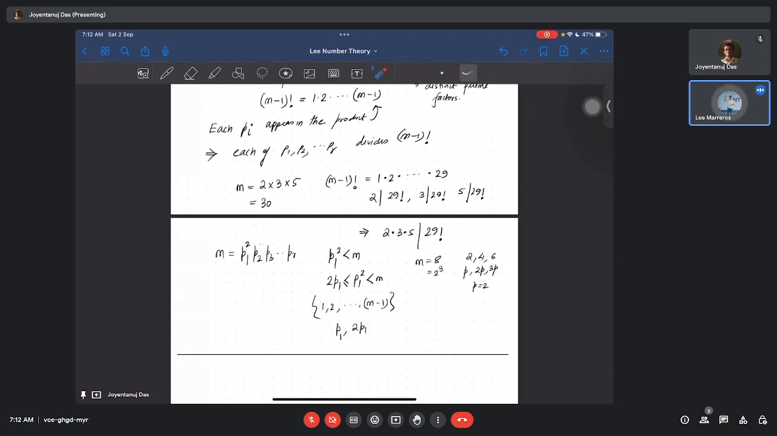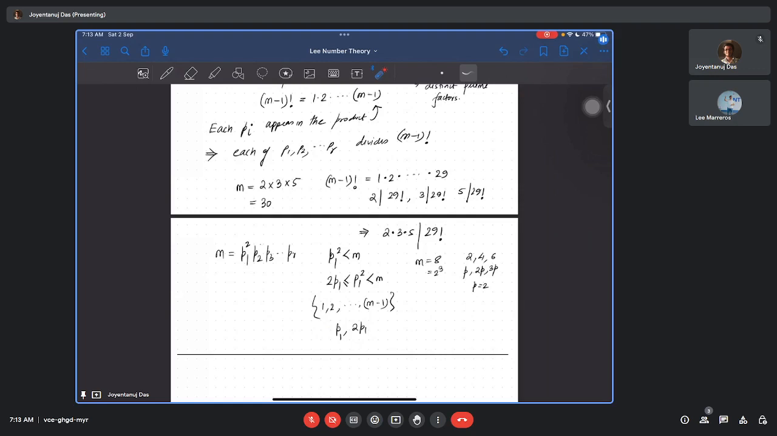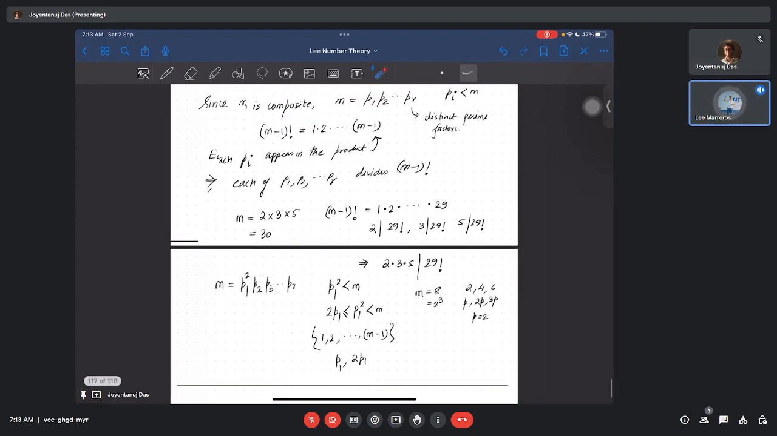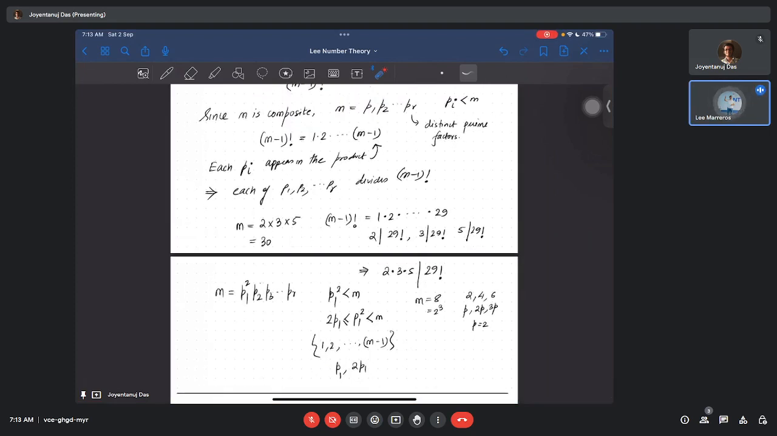What do you mean by sufficient? No, the thing is, what is my aim? I want to show that m divides m minus 1 factorial, right? So we want to show that a factor that gets duplicated also divides m minus 1 factorial, right?